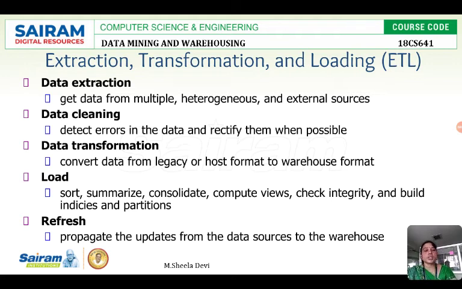The second process is data cleaning. Cleaning in the sense of deleting unwanted things. It detects errors in the data and rectifies them when possible. Then data transformation. As we said already, since the data is coming from multiple heterogeneous sources, the data will be in different formats which are not supported by our warehouse. So it has to be converted into the appropriate format which can be supported by the data warehouse.